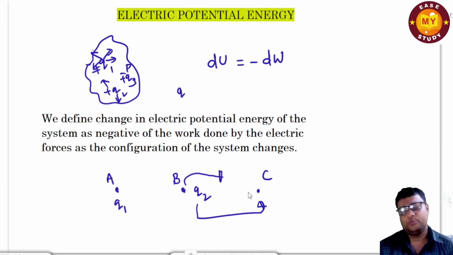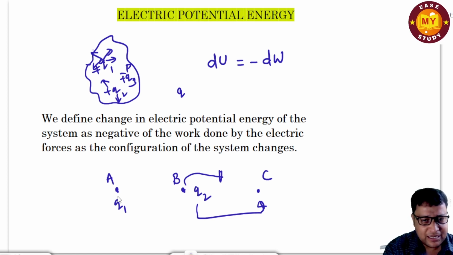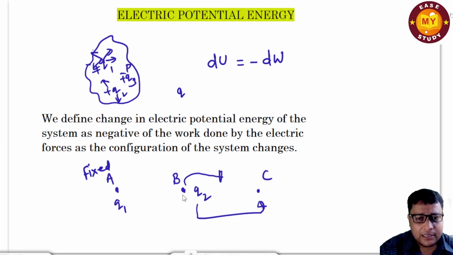So for simplicity, I am going to consider a system where I consider only two charges, and I am moving one charge, keeping the other constant and fixed. For example, let Q1 be fixed at A, it is not moved. At B, there is another charge Q2. Both are positive charges. We are moving the charge from B to C. Now there is a distance between these two that you can see here.